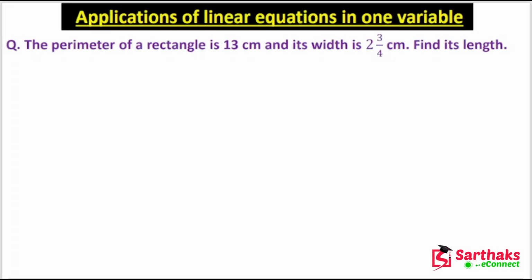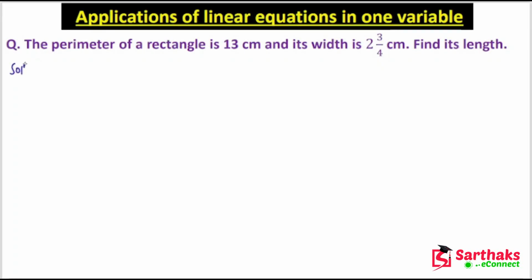real life problems, right? Like this is the question in which we are given the perimeter of a rectangle and we are given one side of it. Now we are asked to find another side. How can we apply this principle of linear equations in one variable to solve these type of questions? So let us start the application by this question.